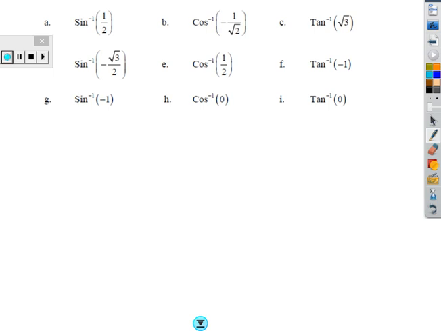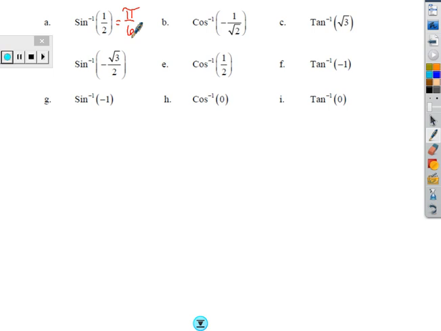Now, looking at the next problem, I see that I've got to evaluate a bunch of different trig functions. The first one asks me to evaluate where sine inverse gets to be 1/2. So I'm looking for the angle or the radian where sine would be positive 1/2. Now, sine is only positive in quadrants 1 and 2, and I know that sine inverse only goes from negative pi over 2 to positive pi over 2. So my answer here can only be in the first quadrant. And the only spot in the first quadrant where that happens is pi over 6 or 30 degrees.